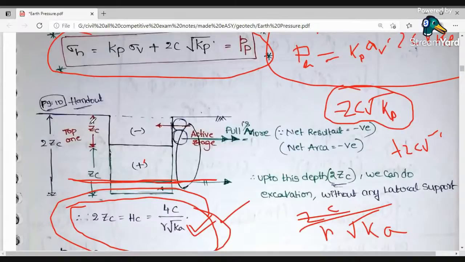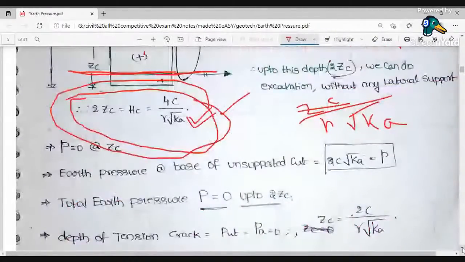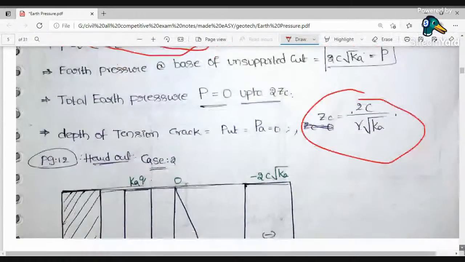Lateral support means the soil is able to stay up to the point, that is up to 2 Zc, without any support. This is twice the tension crack depth, and the tension crack is the point where the effective stress sigma H is equal to 0. So the tension crack depth is 2C over gamma root Ka. You have to remember it, and you also have to remember that the lateral unsupported cut is twice Zc.